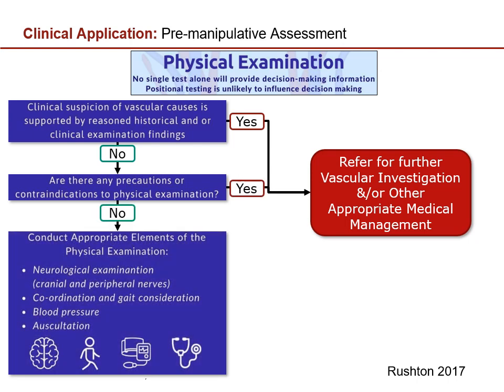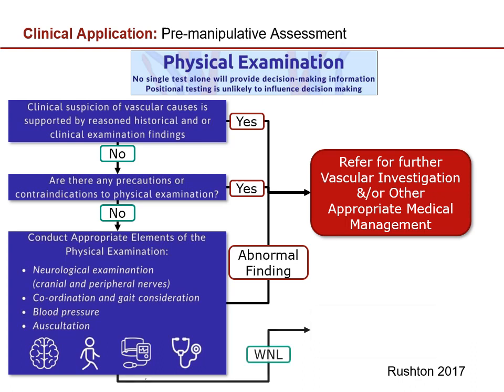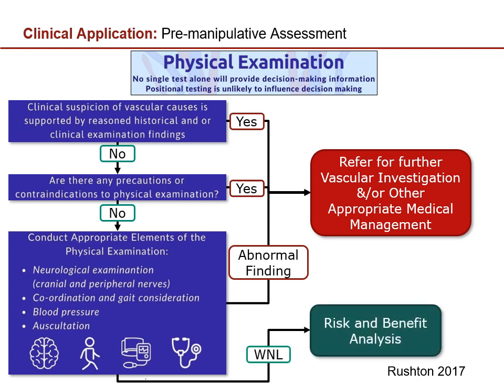Otherwise, you can conduct the appropriate elements of the physical exam, including neurological examination, coordination and gait, blood pressure, auscultation, etc. And again, this is going to be specific for the different spinal regions, and we'll go through that. If there are abnormal findings, such as a ridiculously high blood pressure or odd things heard on auscultation, or your cranial nerves seem to be off, that would indicate further referral, be it for vascular investigation or to the appropriate medical provider. If everything's within normal limits, then eventually we will proceed to the risk and benefit analysis.